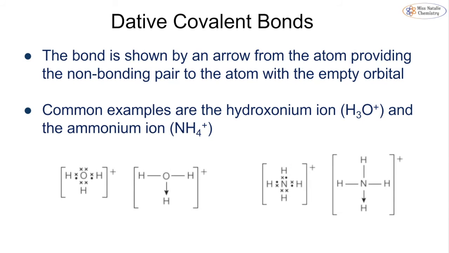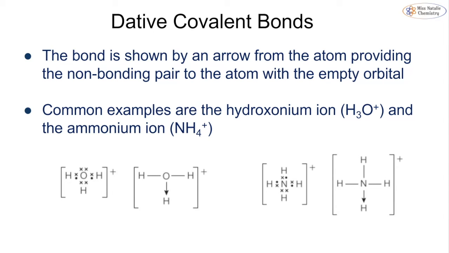Now, in a dative covalent bond, the bond is shown by an arrow from the atom providing the lone pair to the atom with the empty orbital. And the overall substance, when we have this dative covalent bond, becomes positively charged, because we end up with a molecule with a central atom that has more bonds than it should.